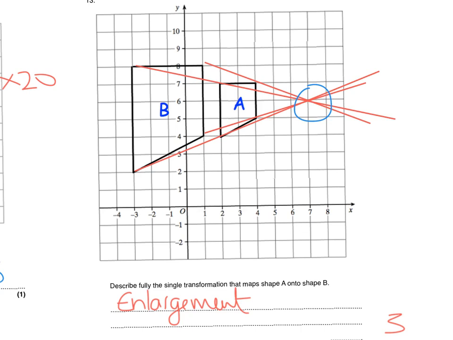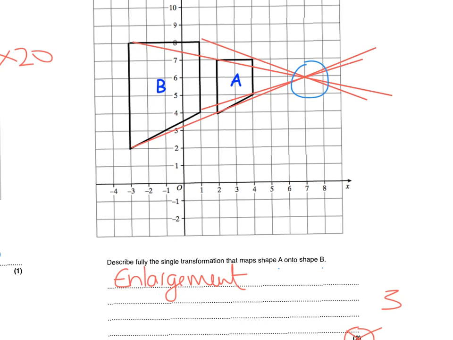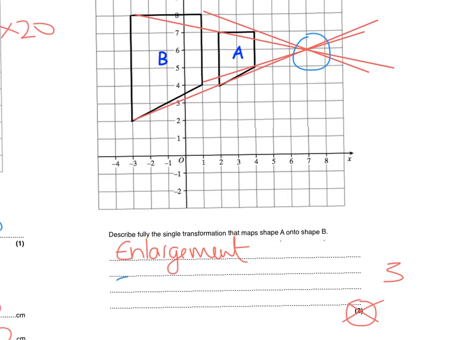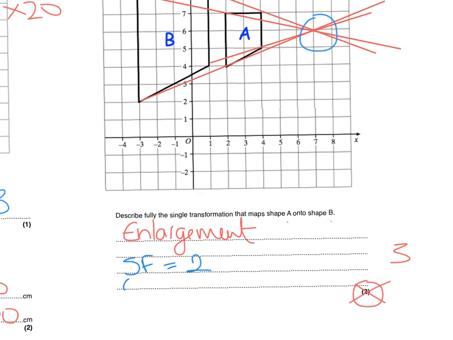Now we're asked what maps shape A onto B. It's an enlargement. It's going from 2 wide to 4 wide. So the scale factor must be 2 because it's 2 times bigger. And the centre of enlargement is 7, 6.